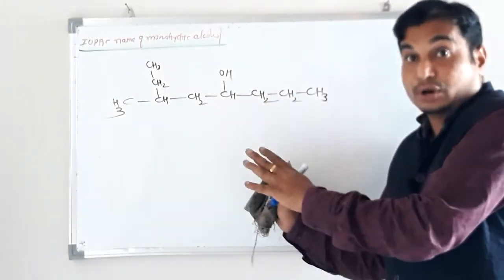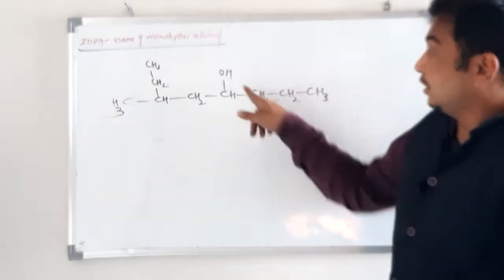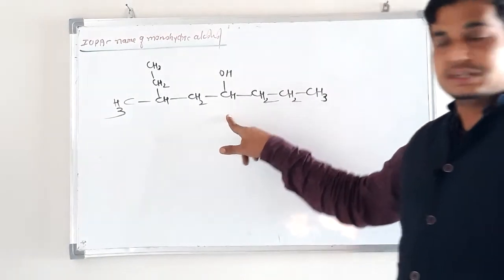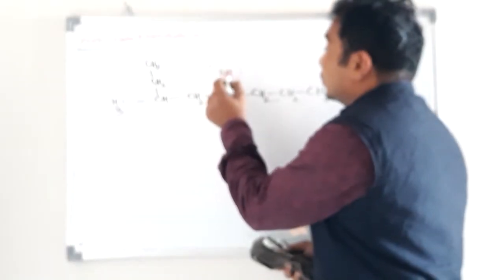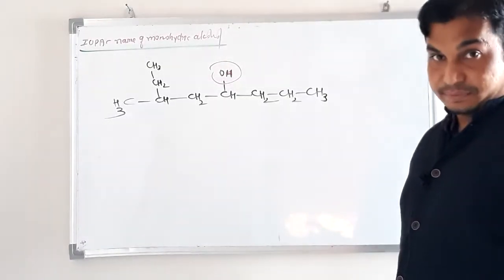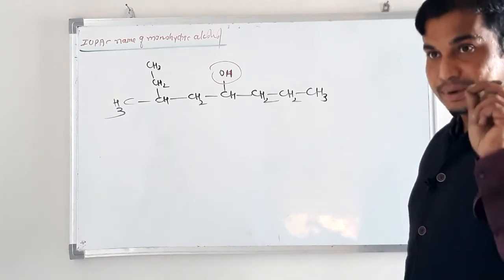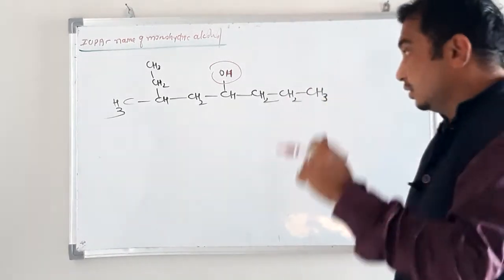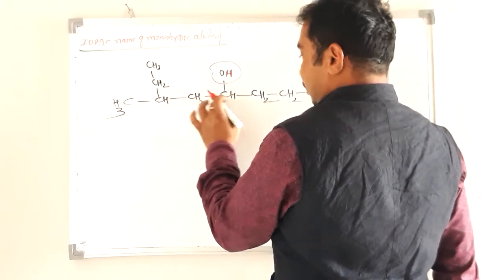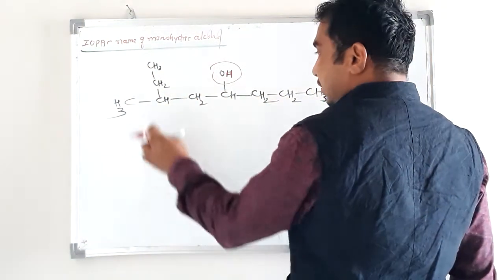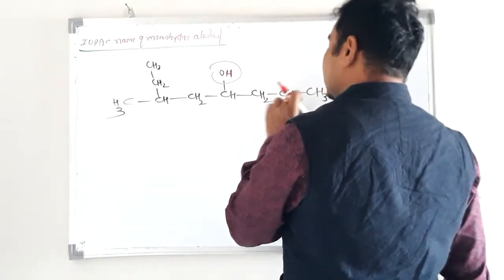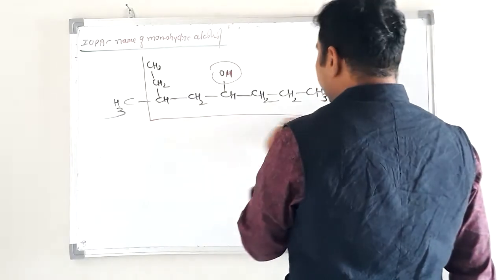First identify whether it is an alcohol or not. Is it alcohol? Yes. The OH group is attached to an aliphatic carbon atom, which means it is alcohol. Same rule: the functional group is the OH group. Now select the longest chain. As per our rule, select the longest chain containing the functional group and maximum number of substituents. So 1, 2, 3, 4, 5, 6, 7, 8, or 1, 2, 3, 4, 5, 6, 7. Definitely the longest chain is this.